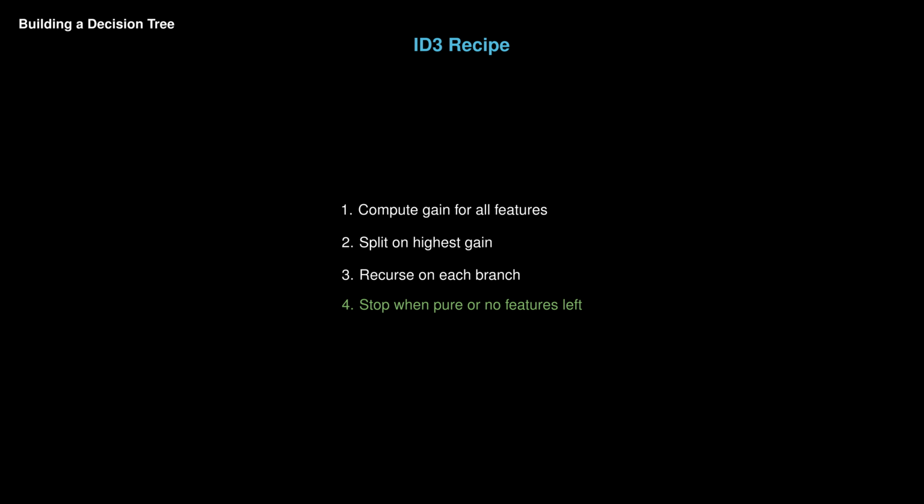The recipe is simple. Step 1, compute information gain for every feature. Step 2, split on the feature with the highest gain. Step 3, for each branch, repeat on the remaining data. Step 4, stop when a node is pure or no features are left.